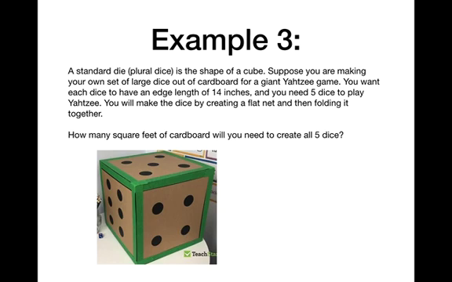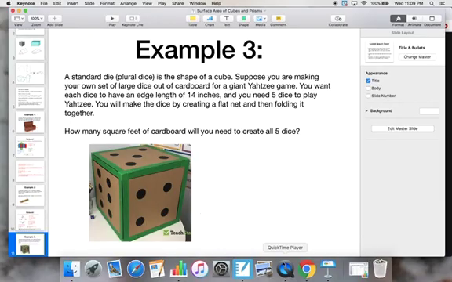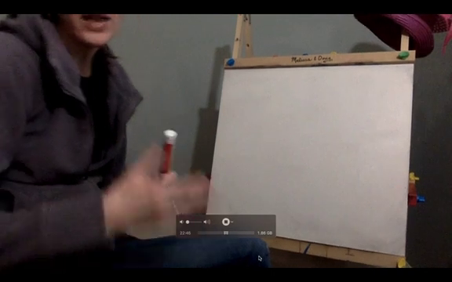So think about kind of like putting together a moving box, right? It comes as one big flat thing, and you fold it all together. So in this case, we're just taking the cardboard, laying it out as the net, and then folding it up and taping it together. Okay, how much cardboard do we need? It's asking how many square feet of cardboard will we need to create all 5 dice. All right, so let's look at that one.